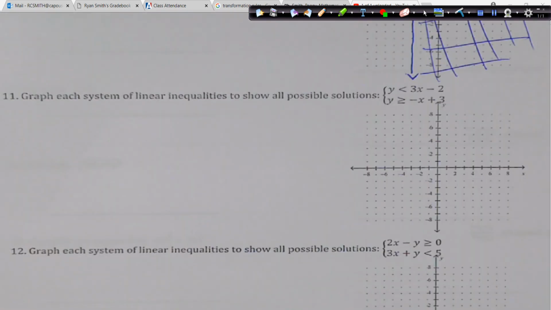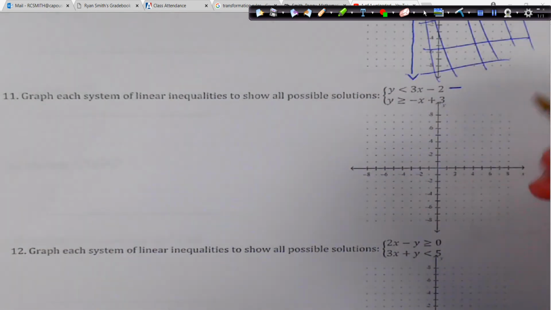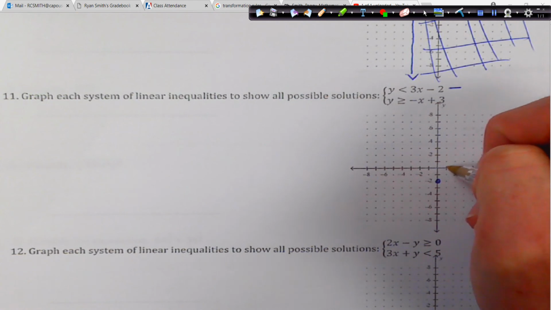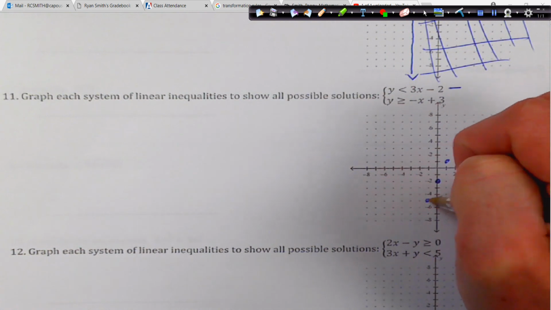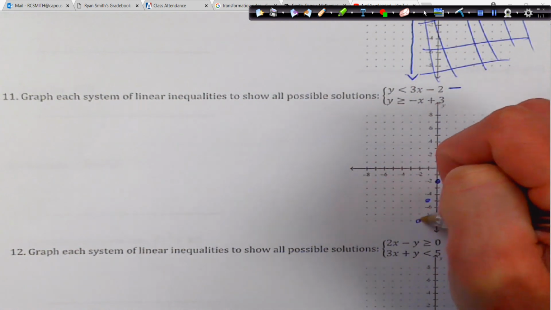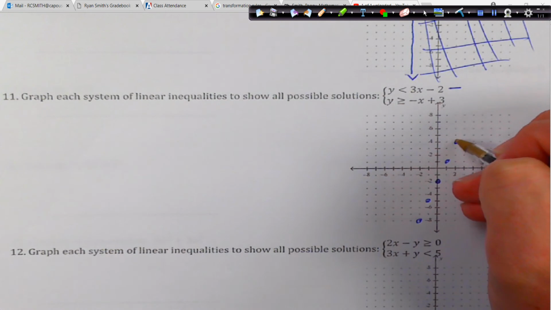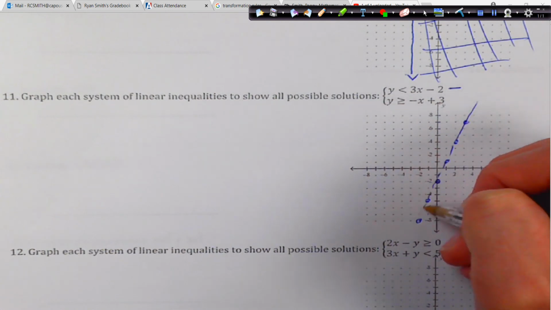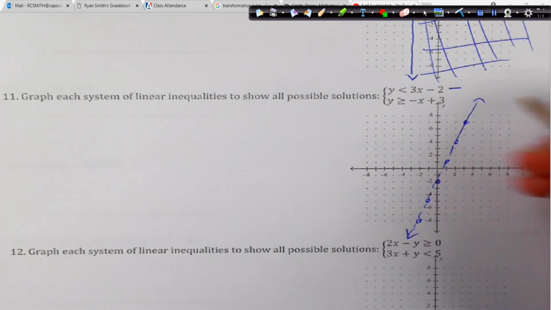Okay, graph the linear inequality, show all the possibilities. So we just have to graph each one of these. I'll do this one in blue. So we have negative 2 on the y, and then it's up 1, 2, 3 over 1, up 1, 2, 3 over 1, down 1, 2, 3, back 1, 1, 2, 3, back 1. This is a dashed line. Sorry, that was not dashed very well, but it's dashed.